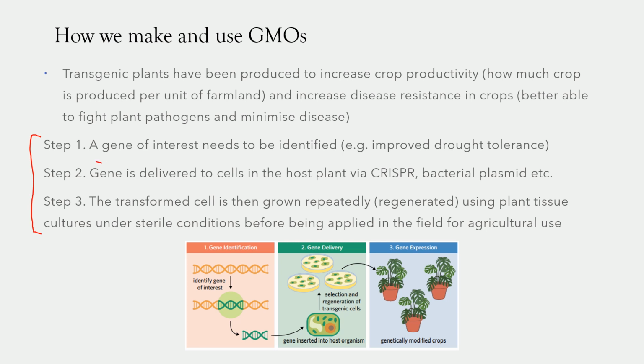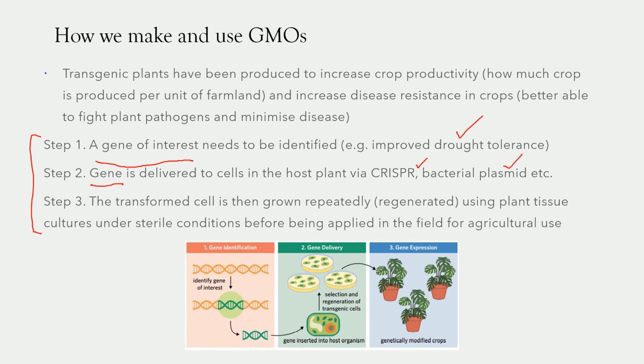So we need to identify a gene of interest. So that's always going to be the first step. And then we might amplify this using PCR or something like that. So for example, let's say that we want to improve drought tolerance in a plant. Then we can deliver the gene. So we can do this through a range of ways. We can do this through CRISPR, which we learned about. We can do this via bacterial plasmid, which we've learnt about.